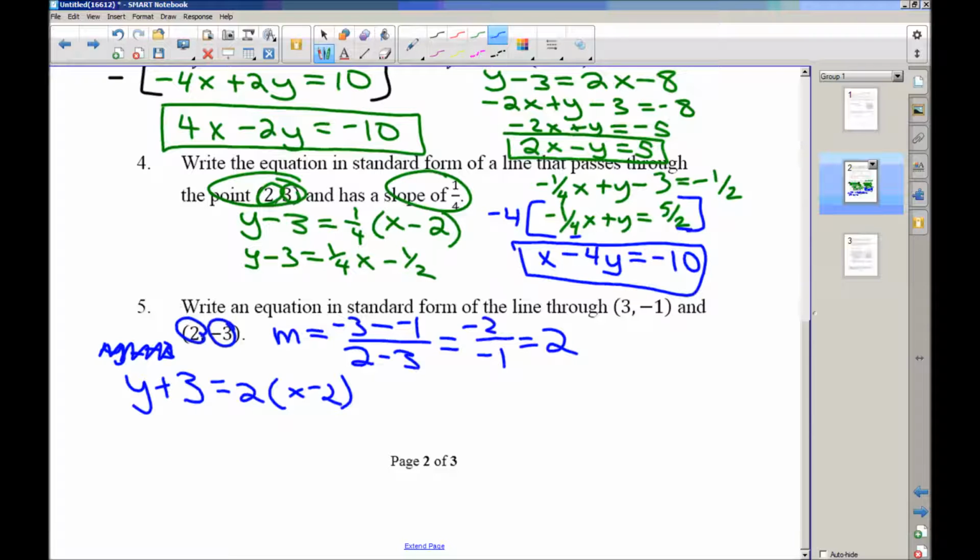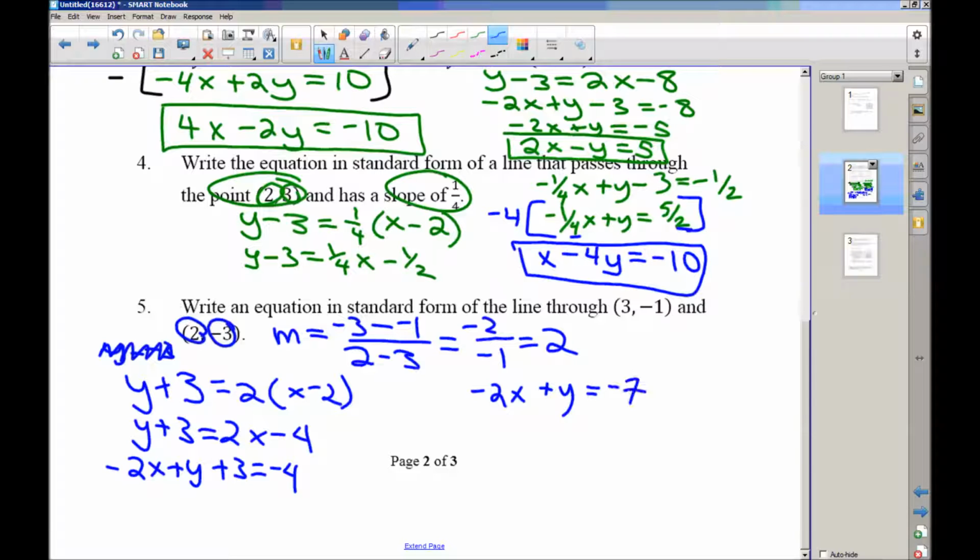Okay. Now I'll distribute my slope. So y plus 3 equals 2x minus 4. And then I'll move my x term over to the left side. So negative 2x plus y plus 3 is negative 4. And then I'll move my 3 over to the right side, the constant terms all on the same side. So this will turn into negative 2x plus y equals negative 7.